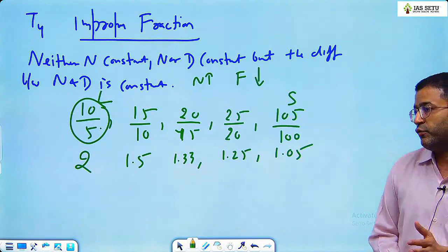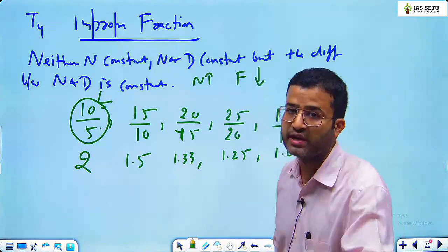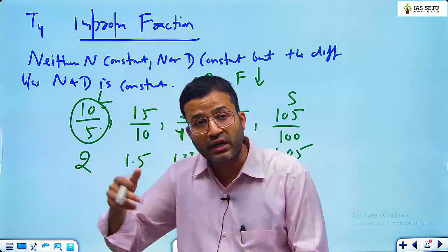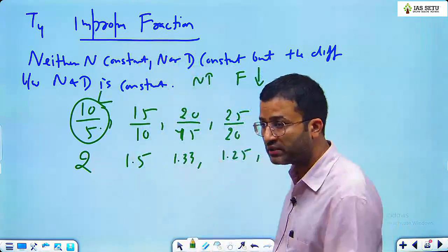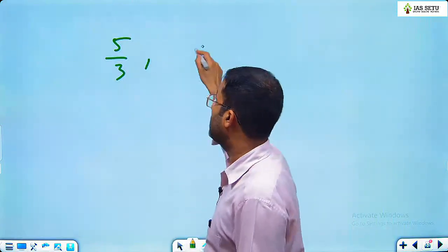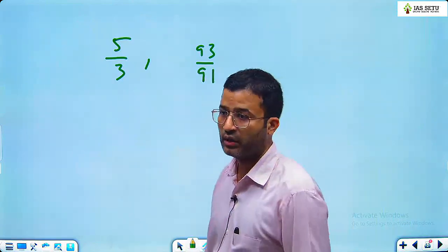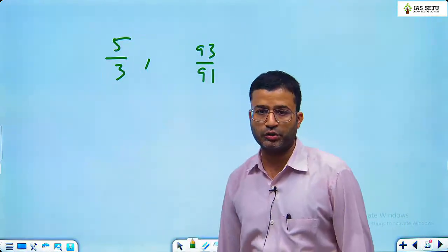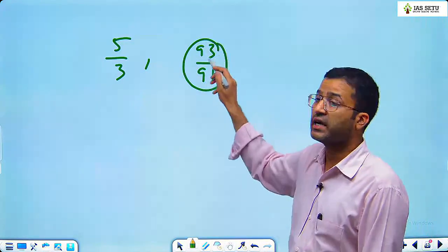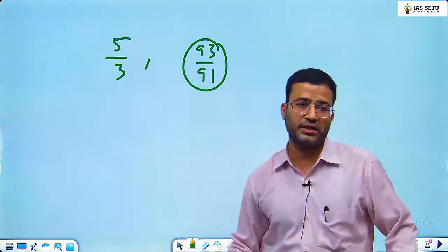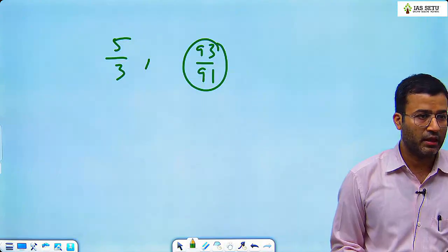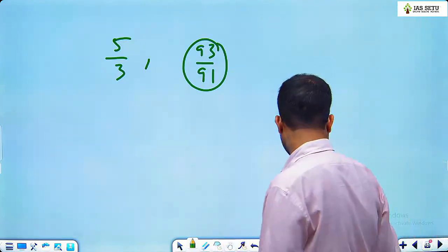Wait, let me take 3-4 examples so that all of you are comfortable in type 4 especially, because type 3 is okay, go with the process. Type 4 is against what our mind thinks. That's why you have to be more careful. Like here 5 by 3, 93 upon 91. The difference here is 2, the difference here is 2. But we have to train our mind. These are improper fractions. 93 by 91 is smaller than 5 by 3. So which one is smaller? 93 by 91.